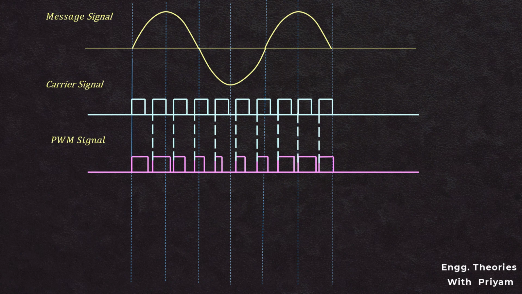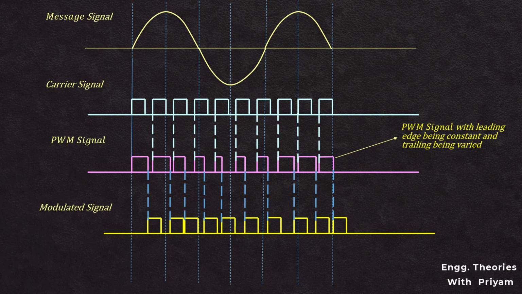Pulse position modulation is done in accordance with the pulse width modulated signal. Each trailing edge of the pulse width modulated signal becomes the starting point for the pulses in the pulse position modulated signal. Hence, the position of these pulses is proportional to the width of the pulse width modulated pulses.